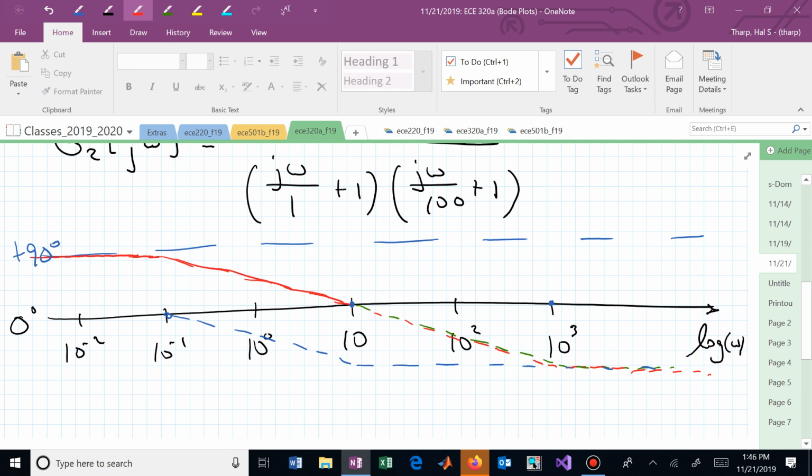Either pole or 0, unless what? Unless you're pinning a pole or 0 at the origin, then they're always on. You don't even have to worry about when they start. You just have to make sure you put it in the right spot initially.